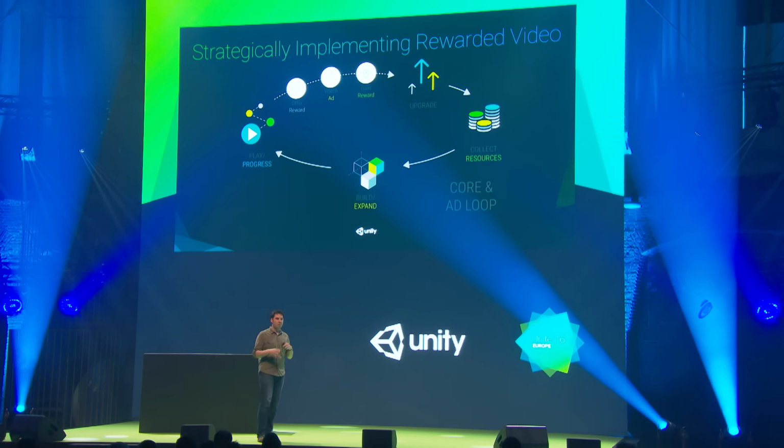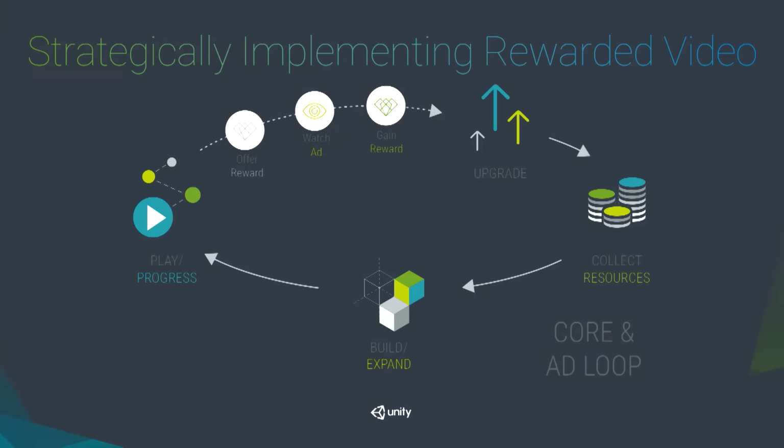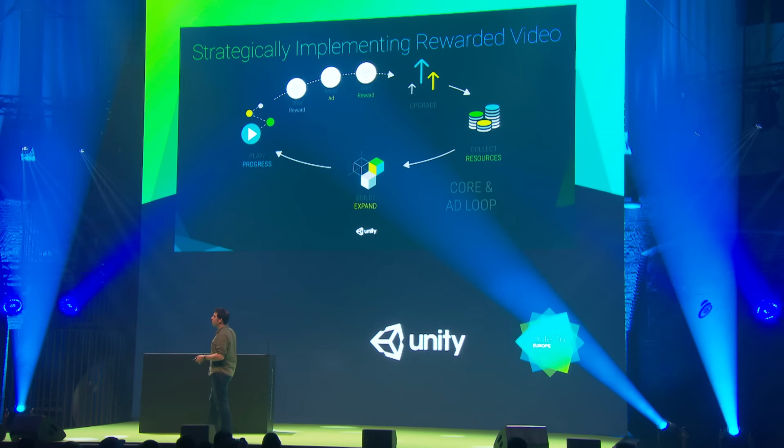So here's a little bit of a graph of how you'd want this to work, right? Player plays, they progress, you offer them a reward, they gain the reward, they're able to upgrade, collect resources, go back to building and expanding, continue playing, and that is a continuous loop. Now this is a little bit abstract, so I'm going to dig into our first example of developers that have done this very well.